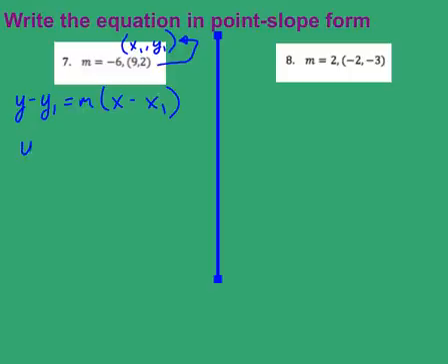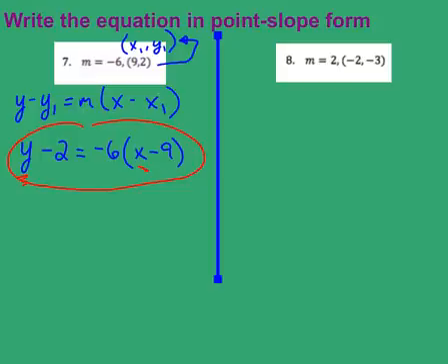So how do I plug this in? y1 here is a 2, so I'm going to write y minus 2. M is a negative 6, x minus x1, 9. So notice, like your slope-intercept form, your y equals mx plus b, you still have an x here and a y here, and the rest are numbers. This is actually your final answer.